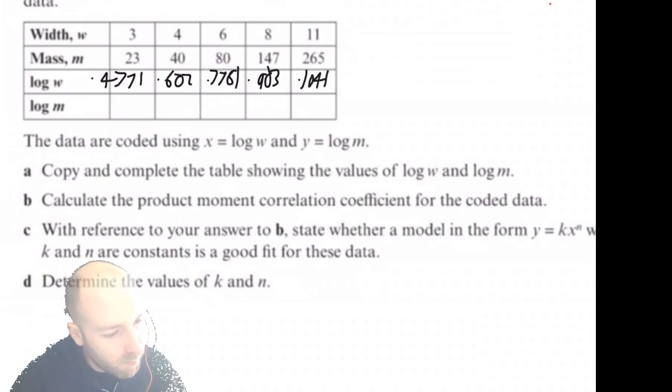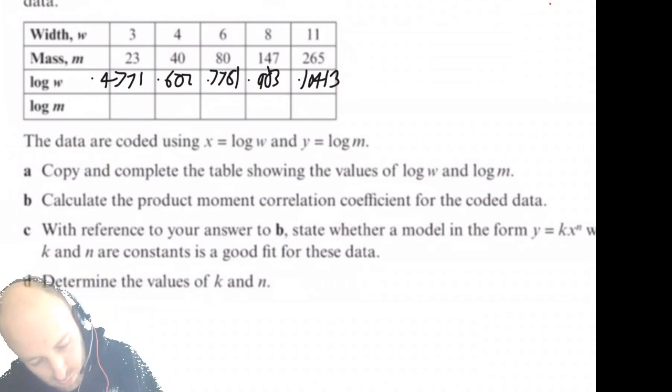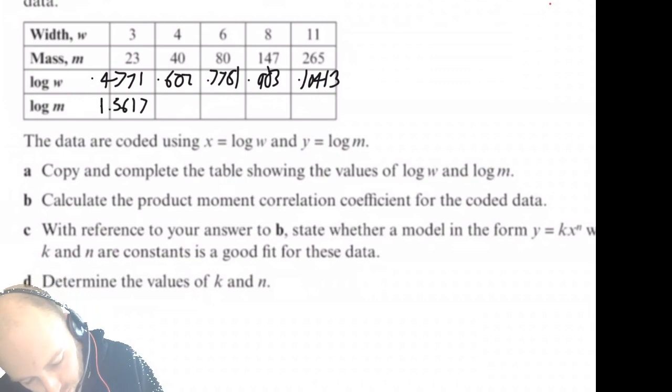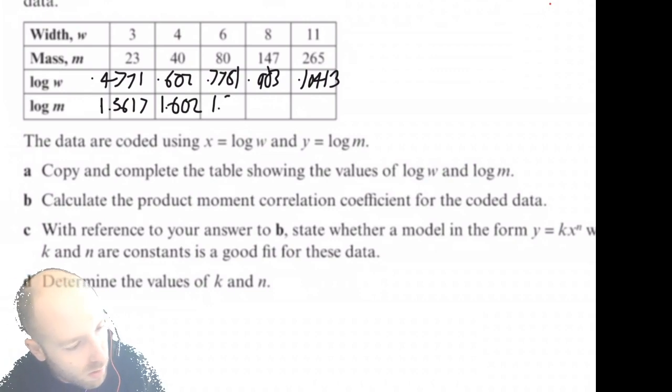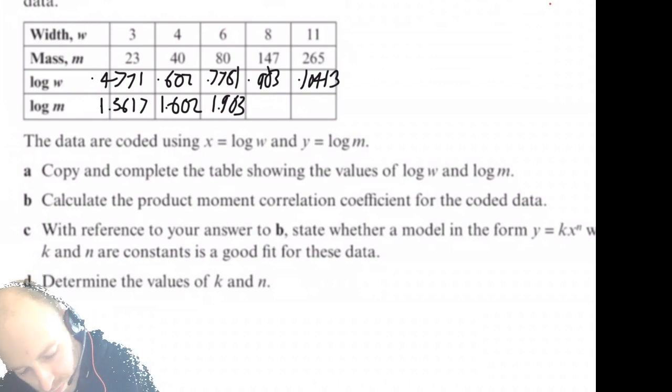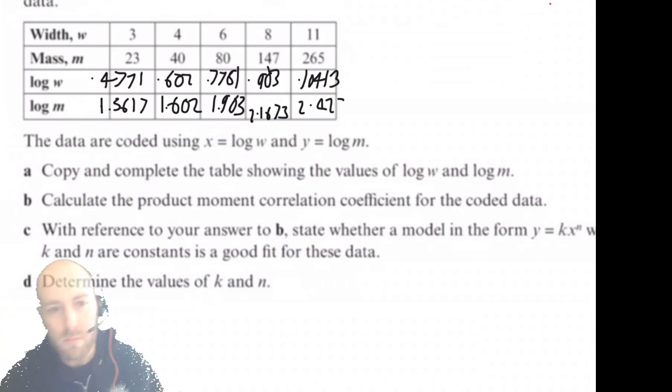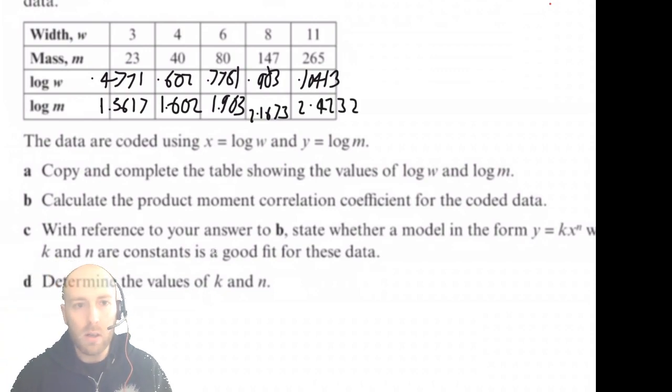Okay, and log M: 1.31, 1.3617, 1.602, 1.903, 2.1673, and 2.4232. Cool. So those are our values.